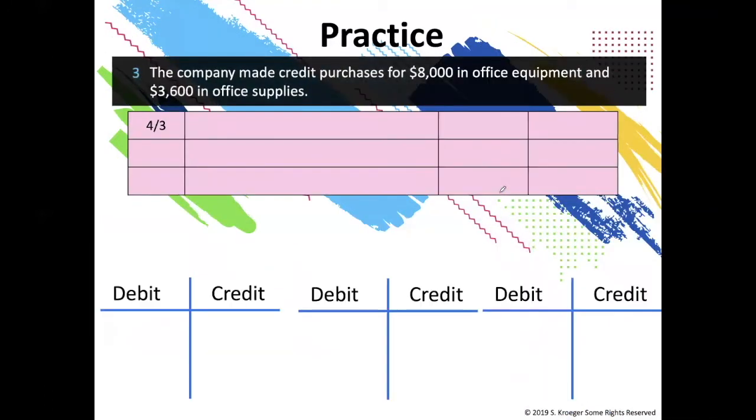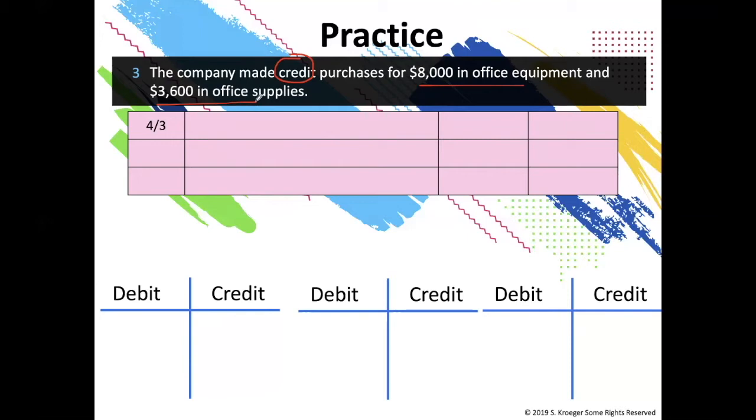On the 3rd, the company made a credit purchase. This is a key word here, credit purchase. Means it wasn't in cash, it was on account. The purchase was for $8,000 in office equipment and $3,600 in office supplies. This is called a compound entry because we're going to be using 3 accounts instead of 2.